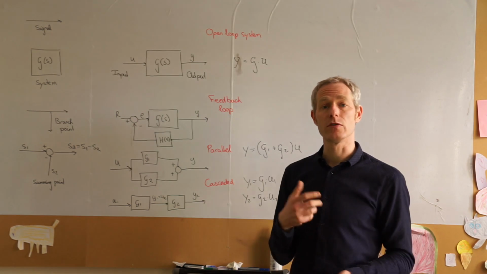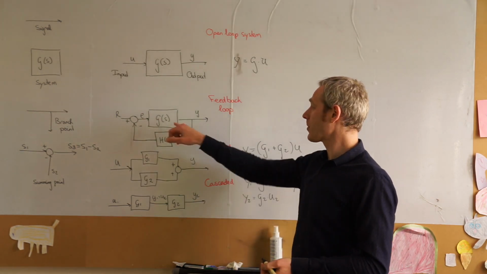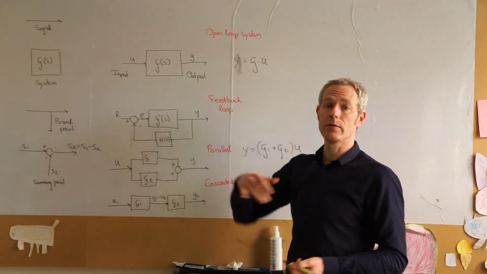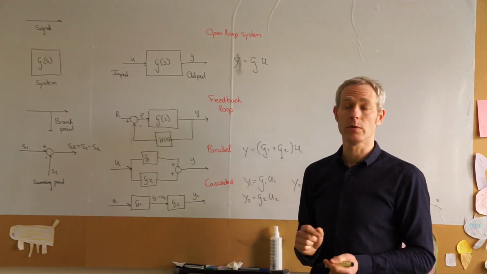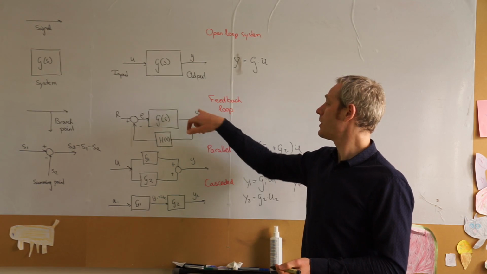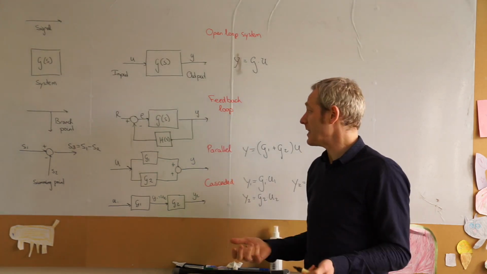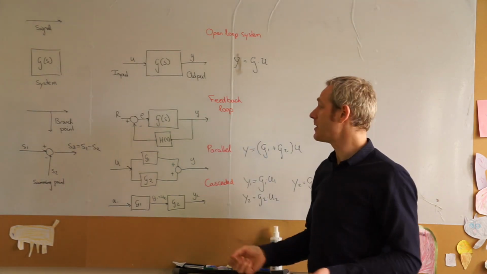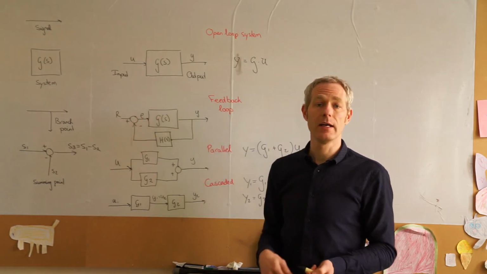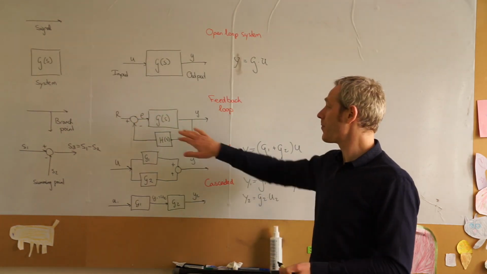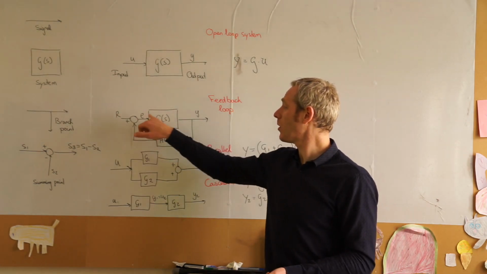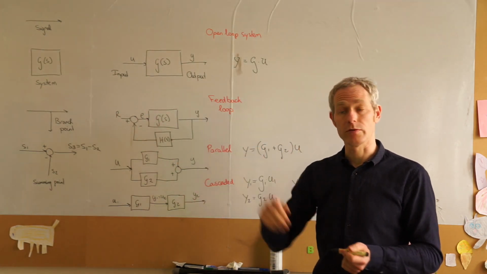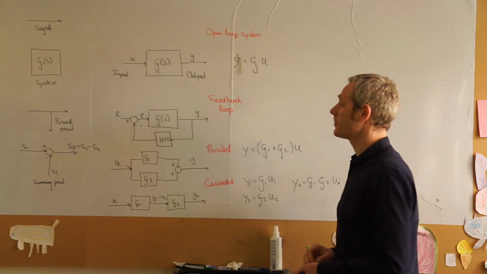the error term is what drives the system. Let's say we have a thermostat for a heating system. We have a set point of 21 degrees. We have an output temperature which is, let's say, 18 degrees. Then we have an error that we feed into our heating system, and that will heat it up. And of course the error becomes smaller, and at a certain stage we hope to reach our desired temperature.